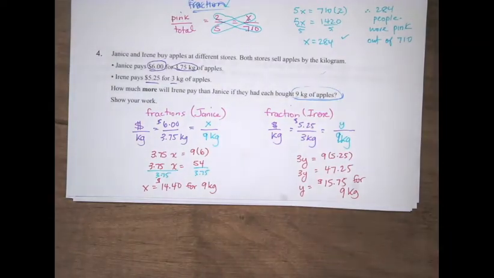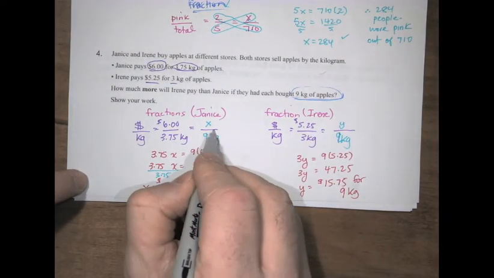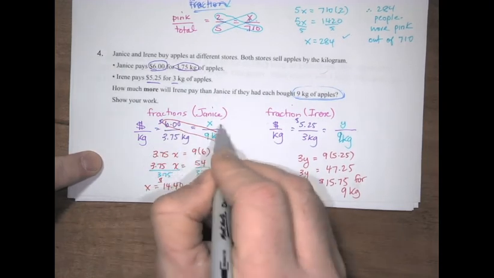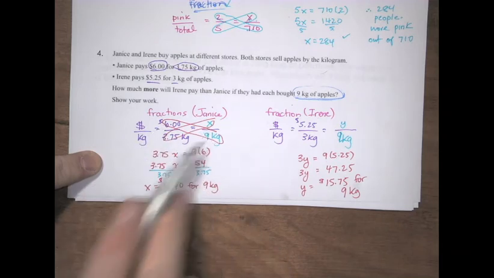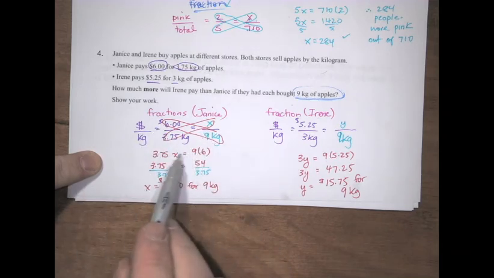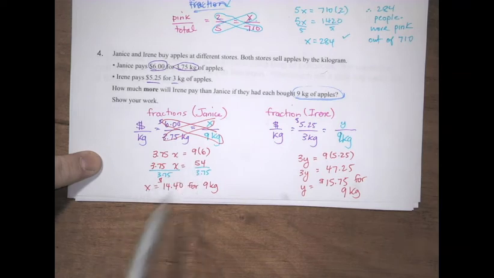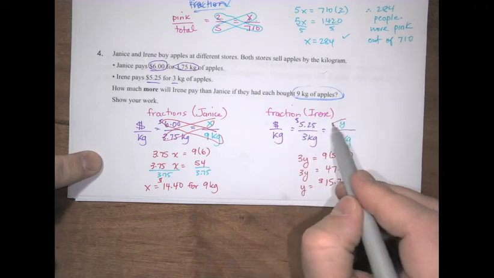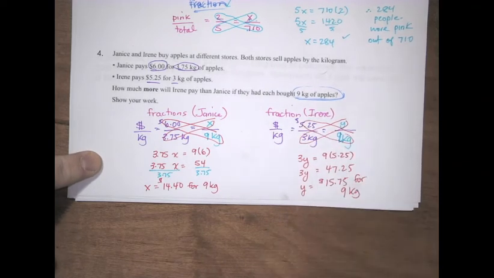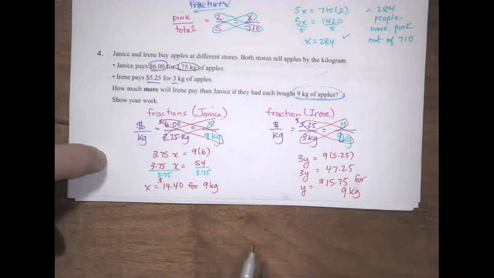So this is what I came up with. We can use our cross multiplying idea. 375x equals 9 times 6. I can multiply that together to get 54 and then divide it by the 375 to get 1440, and that's for 9 kilograms. For Irene we did the same thing. We cross multiplied, and then solved it for y, and we got 1575.